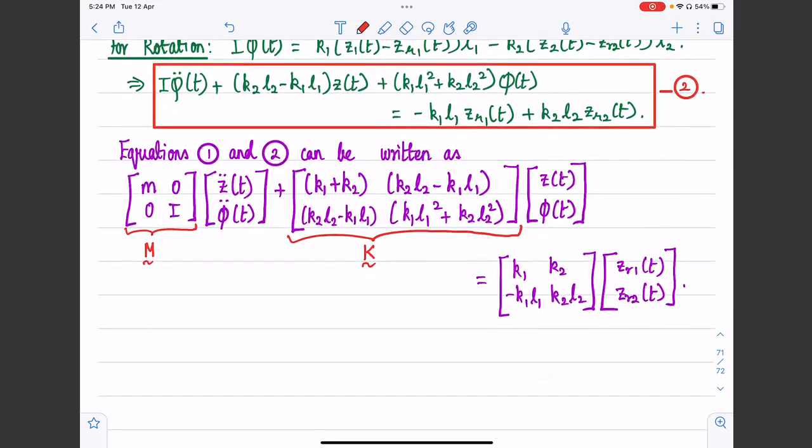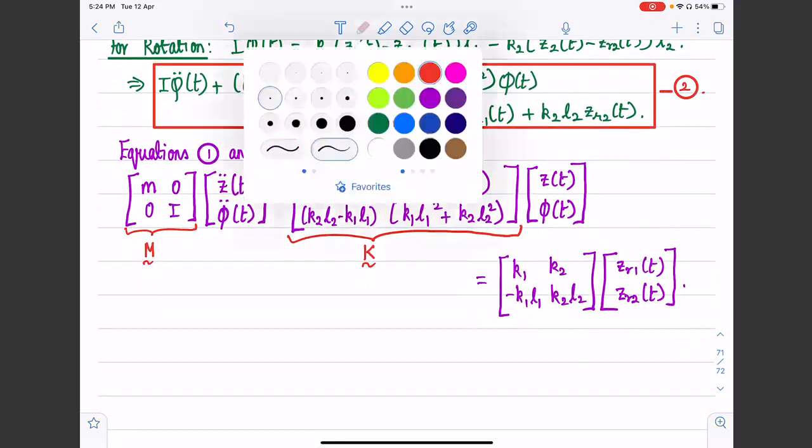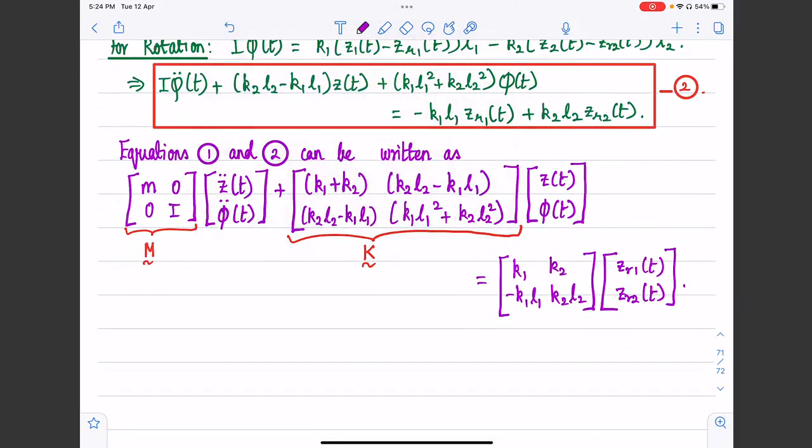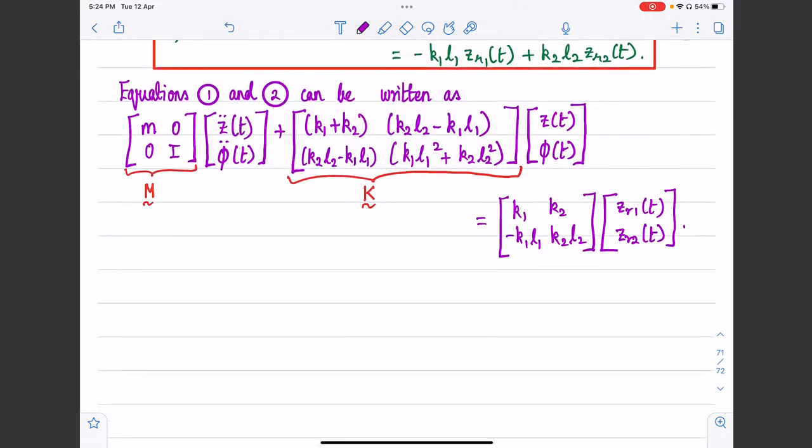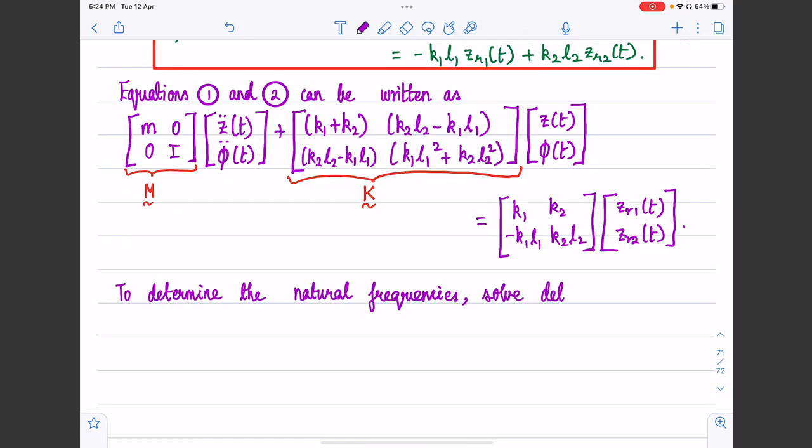Okay, of course, I'm going to pose the problem and then I'm going to leave the derivation to you as an exercise. By now we know how to do that, right? So we have done it for the quarter car model. So to determine the natural frequencies, okay, we need to solve determinant of minus omega squared m plus k is equal to 0. Okay, so this is the equation we need to solve.